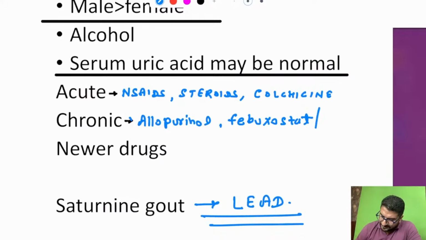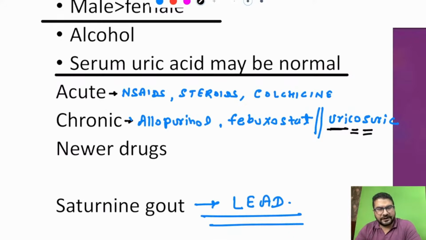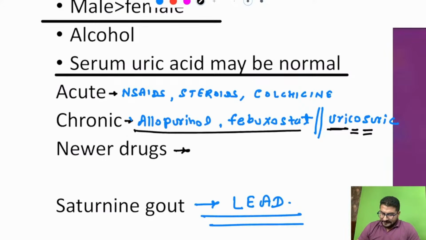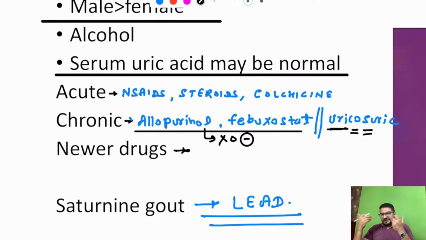The second option will be, we can give something which will take up uric acid and it will be kicked out of the body through urine. Such drugs are called uricosurics. Uric means uric acid, and suric means it removes it in the urine. So understand this, these two drugs are xanthine oxidase inhibitors, meaning they will inhibit the production of uric acid. If you inhibit xanthine oxidase, uric acid will not be formed. Uricosurics are like probenecid and sulfinpyrazone.